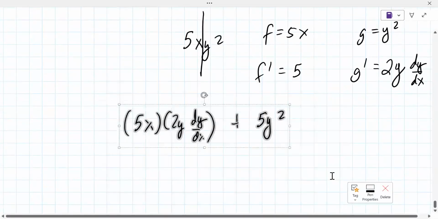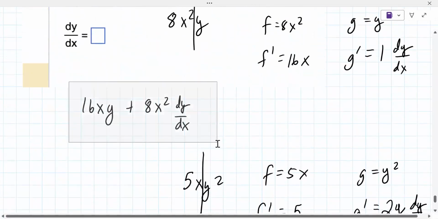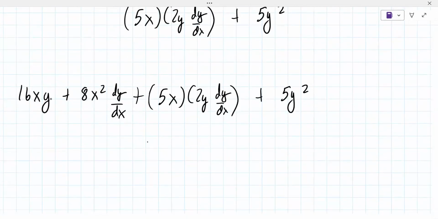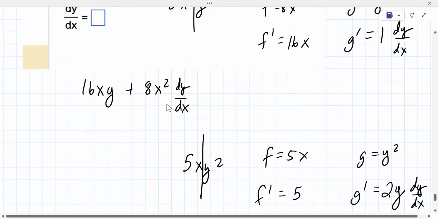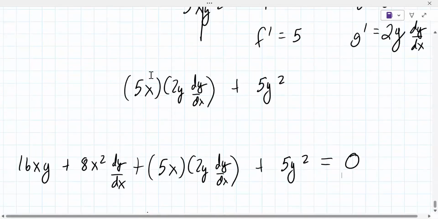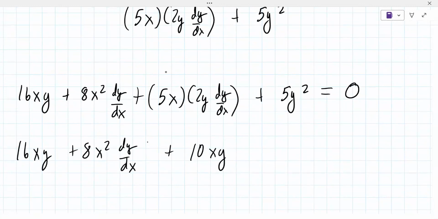But that all goes with the previous stuff right here. That's why this is kind of a monster problem. And then there's more: equals the derivative of the right-hand side, and you go all the way back to the original, the right-hand side is 0. So you do want to do a little bit of simplifying here. The first two terms don't have any simplifying, but this becomes 10xy dy/dx plus 5y squared equals 0. This is not the answer, but calculus is over.